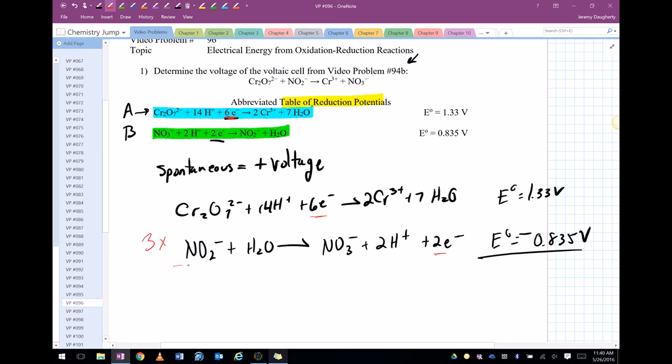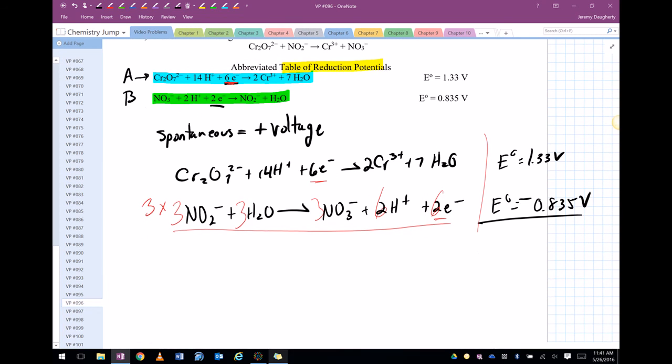But just because you multiplied the bottom reaction, you do not multiply the voltage. So the voltage stays as it is. So let's put 3, 3, 3, 6, and 6. Now let's add this up. My electrons cancel out, they always have to. My 3 waters cancel out. I get 7 waters up here, so it gives me 4 waters as a product.